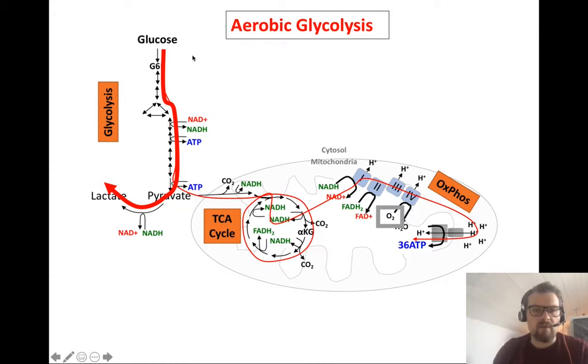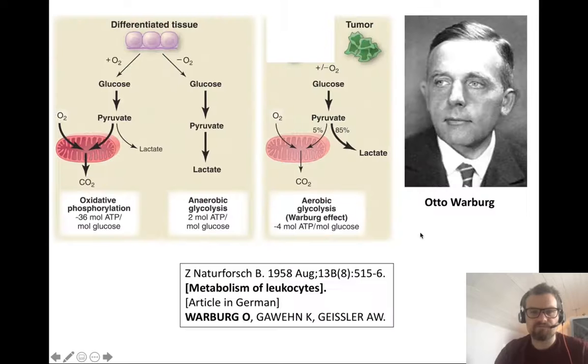So in aerobic glycolysis, even though there's plenty of oxygen around, you are driving glycolysis very fast, and the majority of the pyruvate that's made is converted to lactate, and a minority of the pyruvate might be entering into the mitochondria and engaging in oxphos.